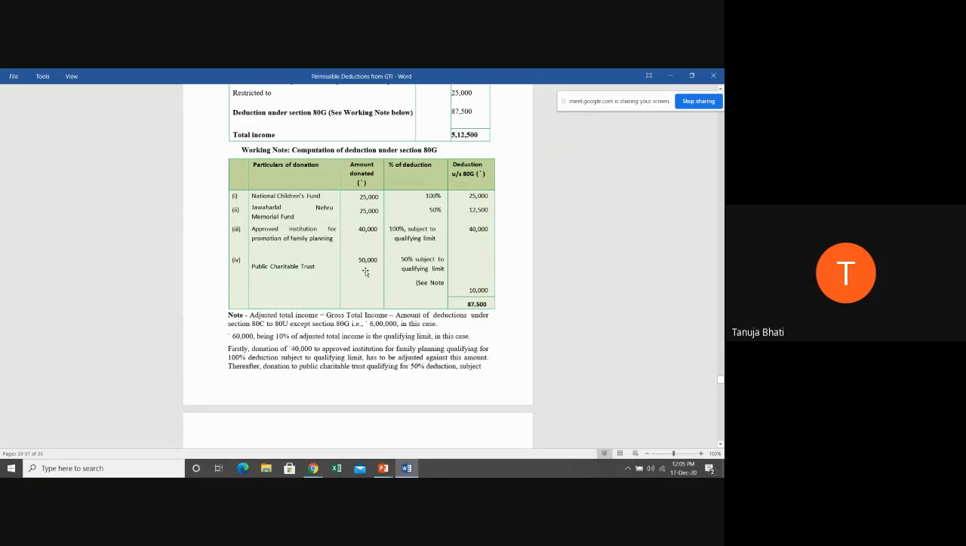But here in category 4, you have made a donation of 50,000. Now, 20,000 only is your limit left. So you can claim only 50% of 20,000.